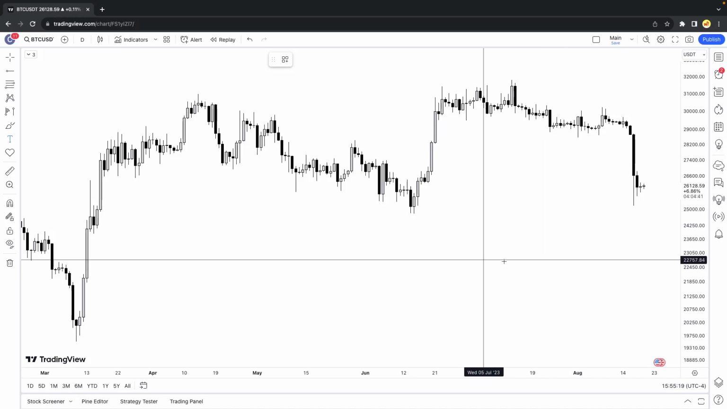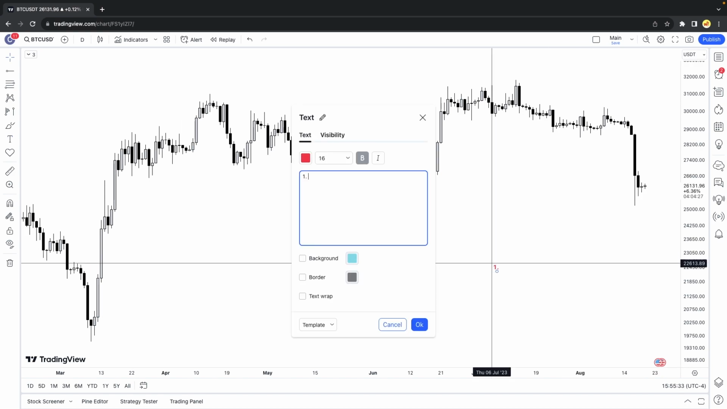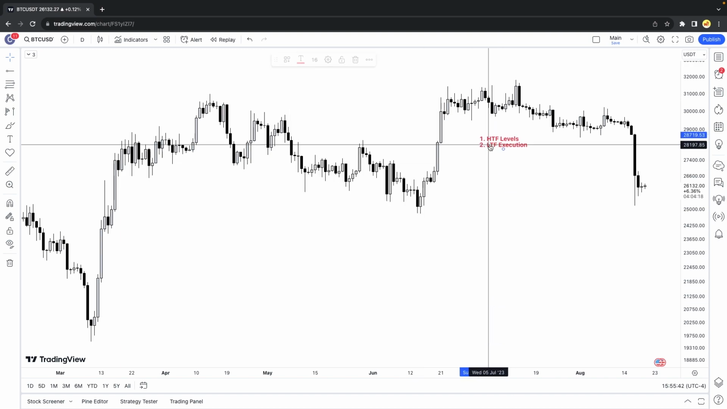All right, so today we're going to look at some TraderXO trading setups and how you can actually enter them heading into this week. So we're going to be focusing on higher time frame levels and lower time frame execution, which is what XO really preaches in his live streams.